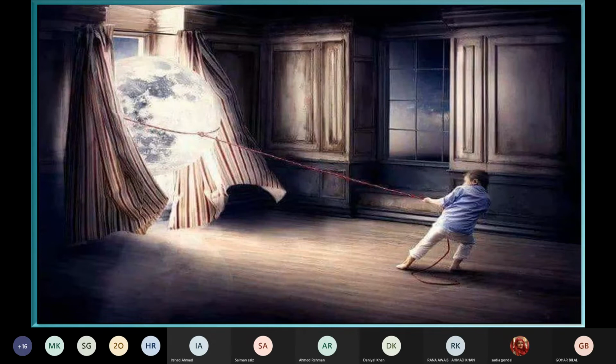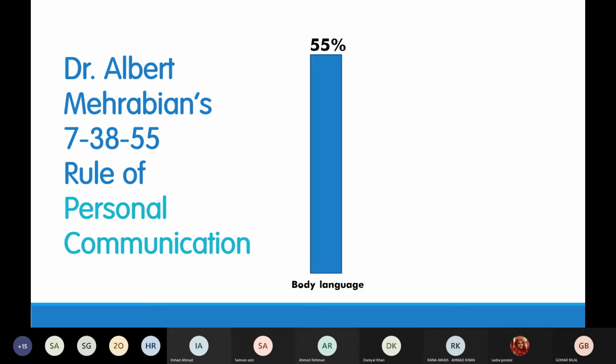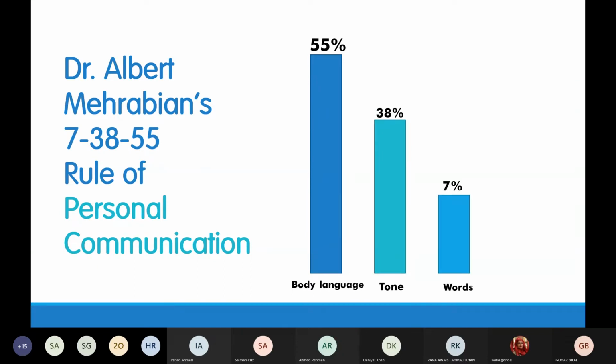I know learning online is just like pulling the moon into your room, but believe me, you can pull the moon into your room. So how? According to this rule, 55% is body language, 38% is your tone, and only 7% are words.